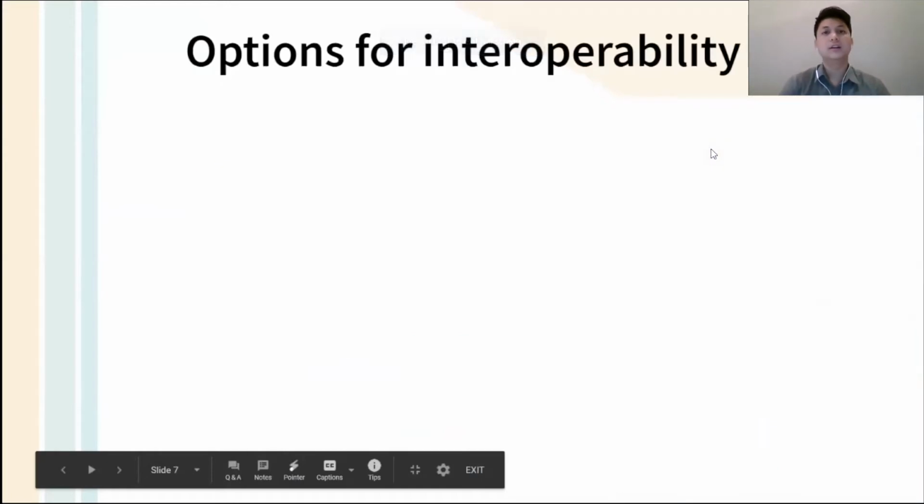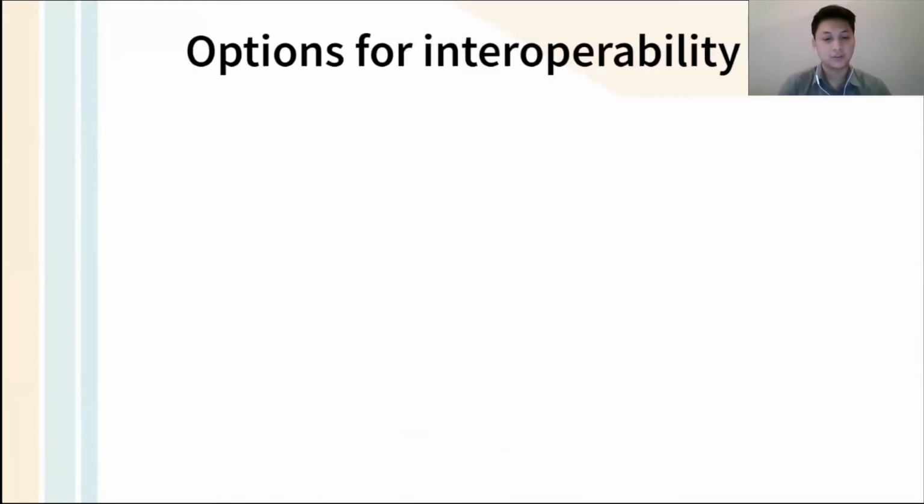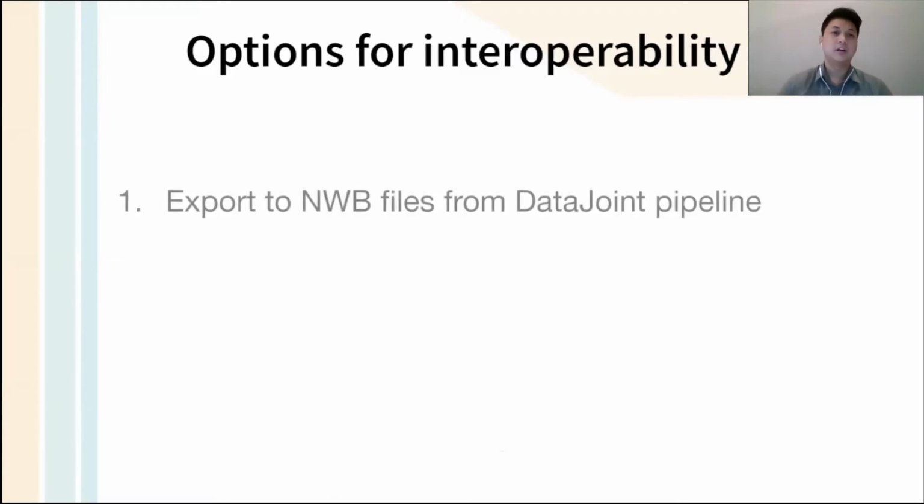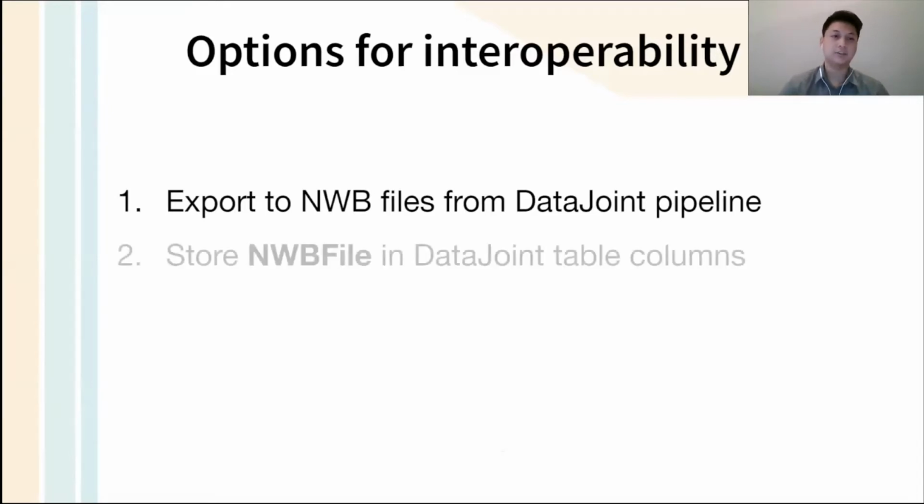So next, let's dive into the focus of today's talk. What are some options for interoperability between NWB and DataJoint? The first way, and perhaps the most obvious way, would be to export NWB files from a DataJoint pipeline. This is simply, at the end of your study, you can aggregate all of your data and metadata, write an NWB file object, and then just export that out.